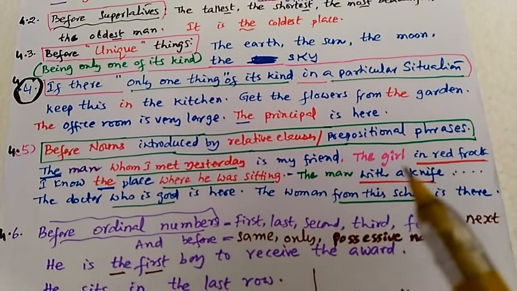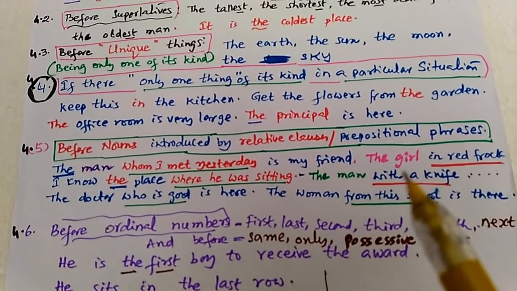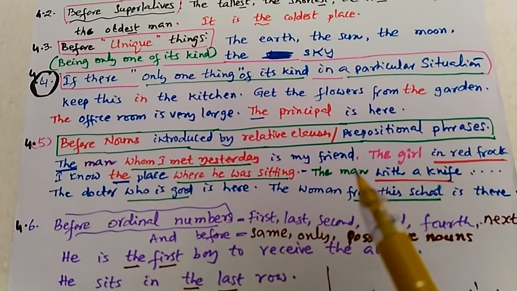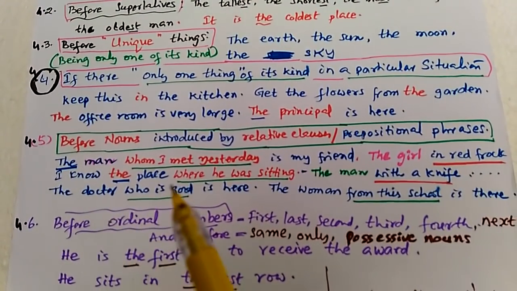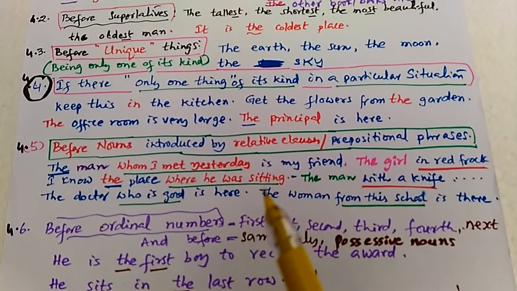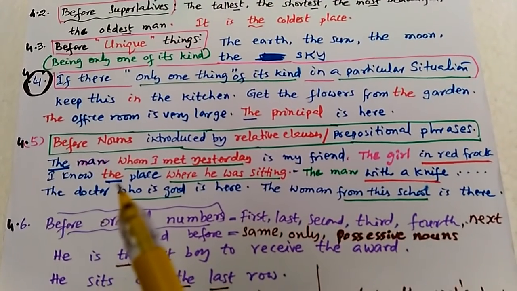And next one, the girl in the red frock. In the red frock is a prepositional phrase, and before that a noun is there, and before that noun we have to write the article. I know the place where he was sitting. Here where he was sitting is a relative clause, and before the noun we have to write article the.